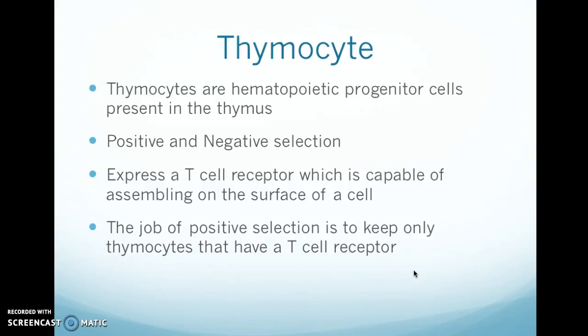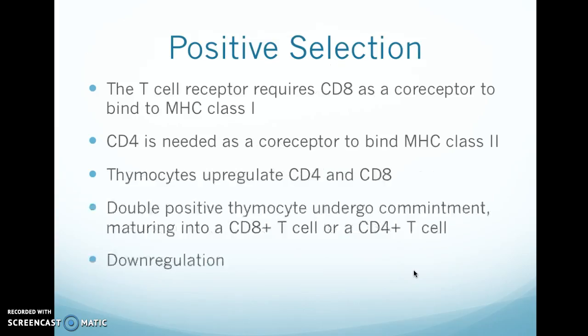Thymocytes which pass beta selection express a T cell receptor which is capable of assembling on the surface of a cell. However, many of these T cell receptors will still be non-functional due to the inability to bind to MHC. The next major stage of thymocyte development is positive selection. The job of positive selection is to keep only those thymocytes which have a T cell receptor capable of binding MHC. Like we just said, it's non-functional because they can't bind MHC.